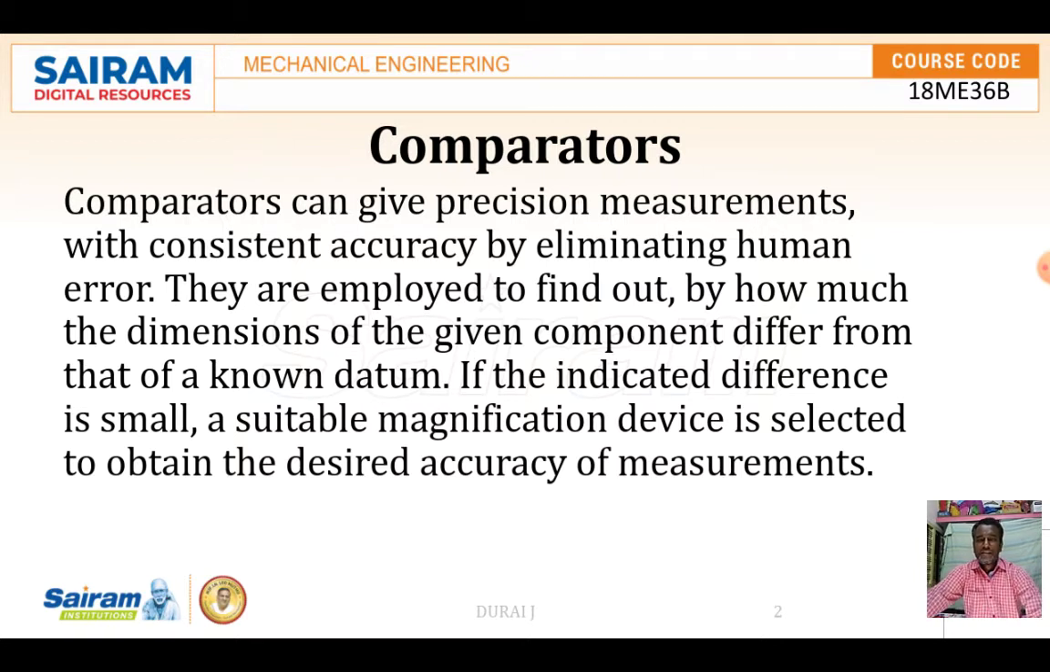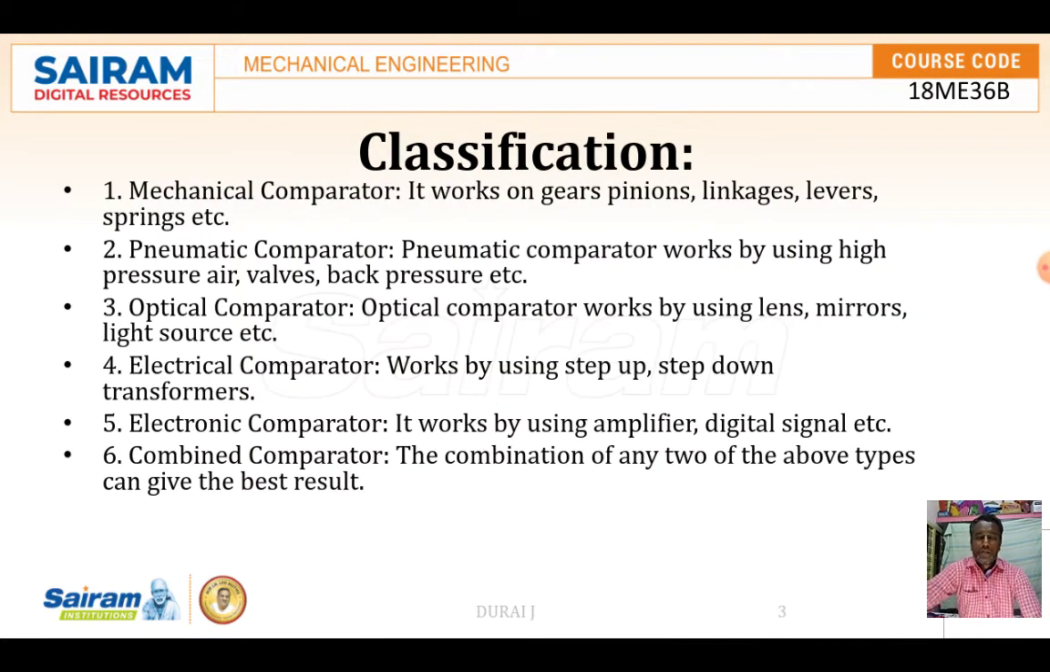If the indicated difference is small, a suitable magnification device is selected to obtain the desired accuracy of the measurement. So usually it compares with the standard value. Then whatever variation occurs, we are going to check with the help of these comparators. Normally it is used to compare the values from the unknown to the standard value.